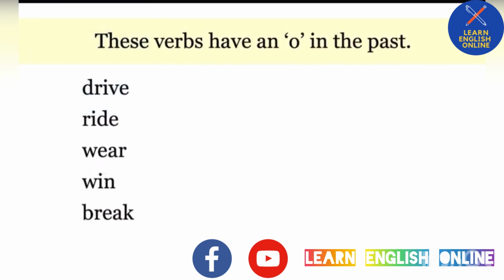These verbs have an O in the past: drive, drove; ride, rode; wear, wore; win, won; and break, broke.